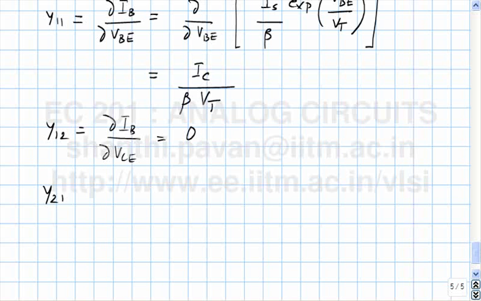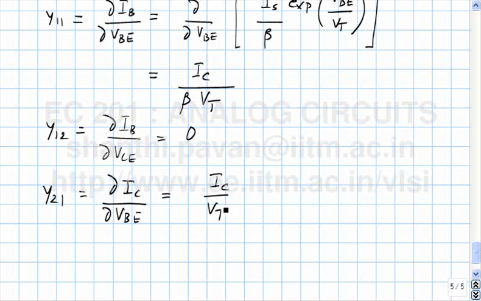What is Y21? It is ∂IC by ∂VBE, and this is simply IC by VT. I like this expression much better than 2I by VGS minus VT, or the square root of all this other stuff. And what is VT? 25 millivolts. So if you have 1 milliampere flowing in the collector current in the transistor, 40 millisiemens of transconductance is what you get.